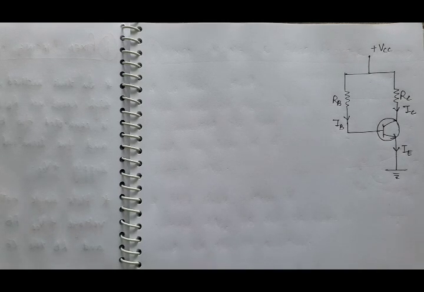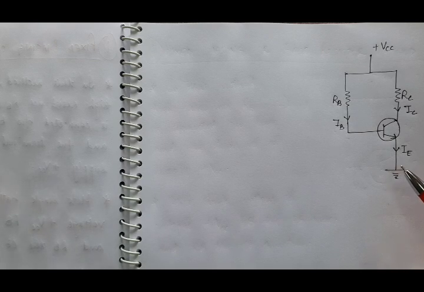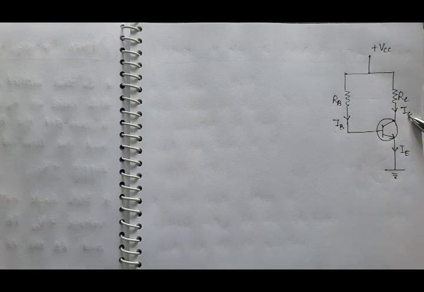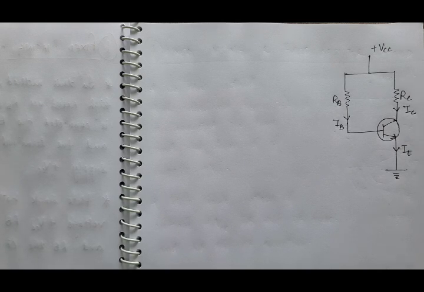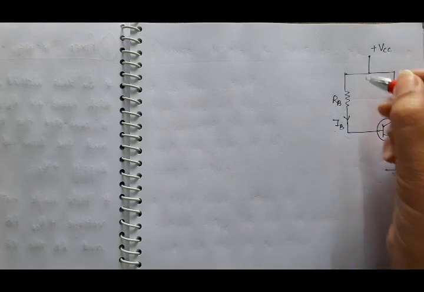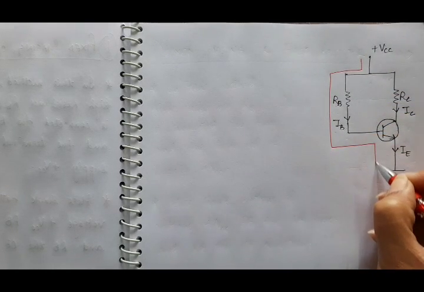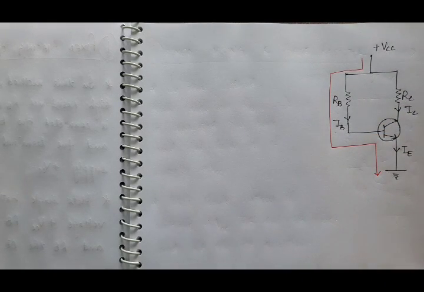I am drawing the circuit again for convenience. Now we will find the values of IB, RB, IC by using Kirchhoff's voltage law. So first apply Kirchhoff's voltage law to the input circuit. And what is the input circuit? This is the input circuit.